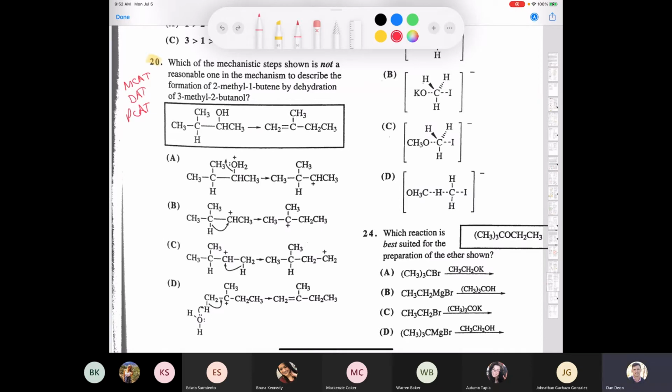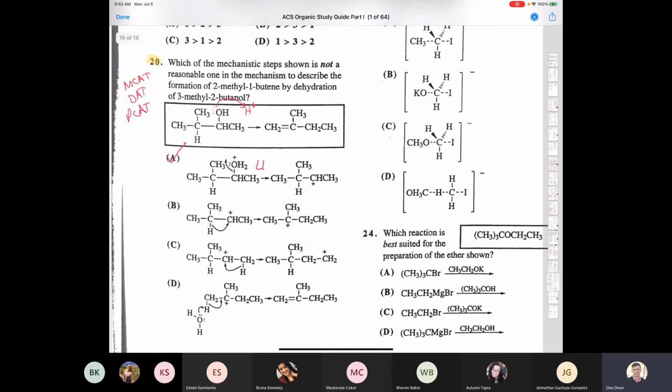So A looks okay to me because the first step would be the proton transfer, right? You would do the proton transfer to make a good leaving group, then that leaving group would leave to form a carbocation. So I would say that A is okay. So we would form this carbocation, and this carbocation can definitely rearrange. This is a carbocation rearrangement. You go from a secondary carbocation to a tertiary, so I say that's good too.